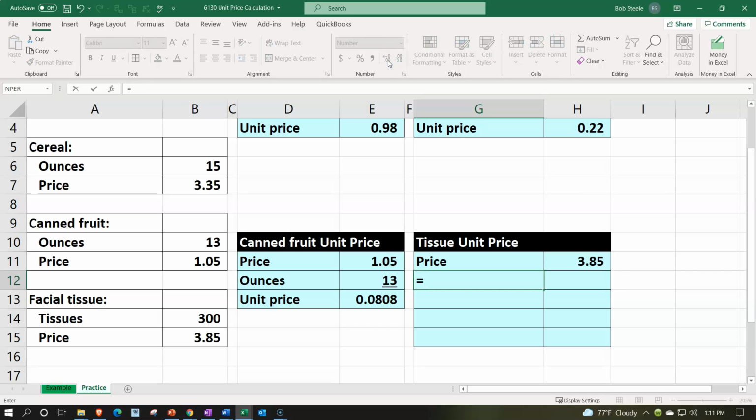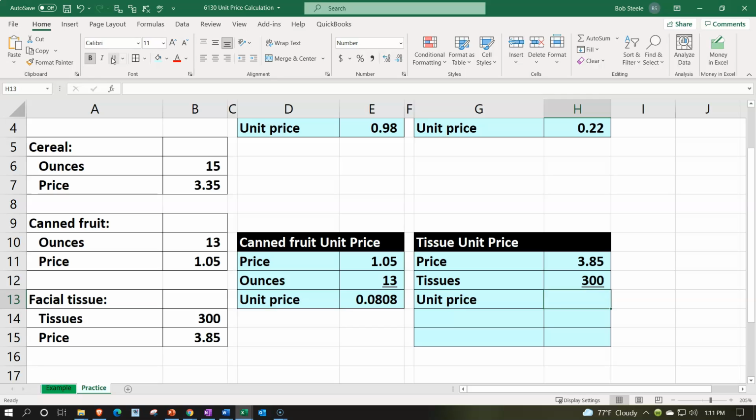And then the tissues, they say they're going to give you 300 tissues. 300 tissues equals 300. That should last me a long time. I don't use a lot of tissues. We're going to go home tab, font group, underline, and then that's going to give us the unit price. And this is going to be equal to the 3.85 divided by the 300. And that's going to give us a very small number.